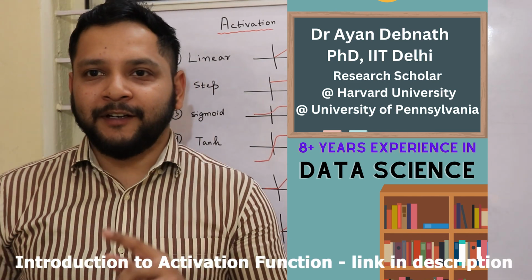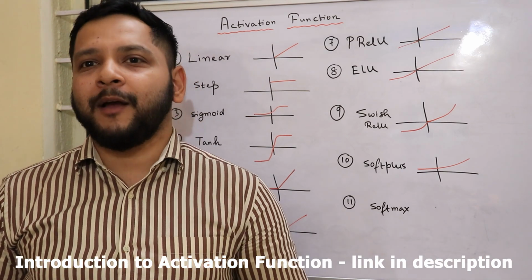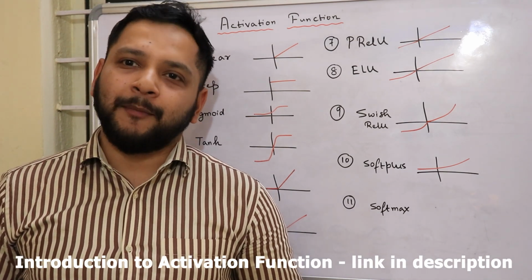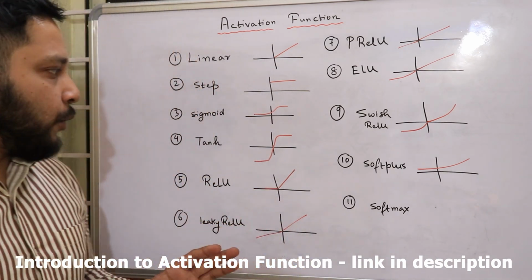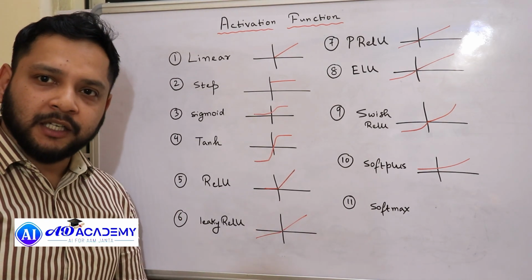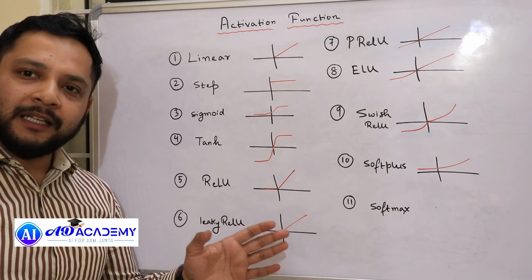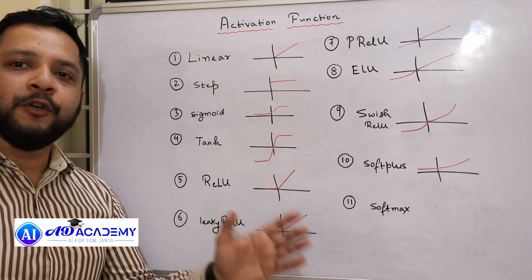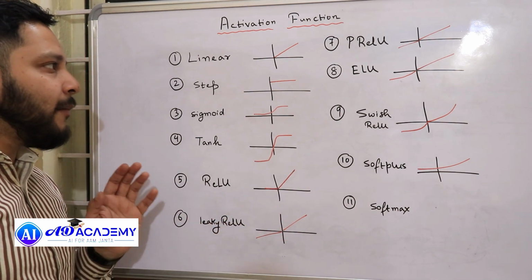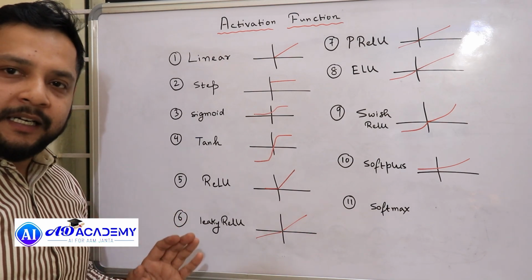In the first video I discussed the introduction of activation function. In this second video I am going to explain the types of activation function. Here we can see there are a total of 11 types of activation function, and apart from that there are some other activation functions, but these are the very important and widely used ones. I am going to explain each and every activation function in detail.